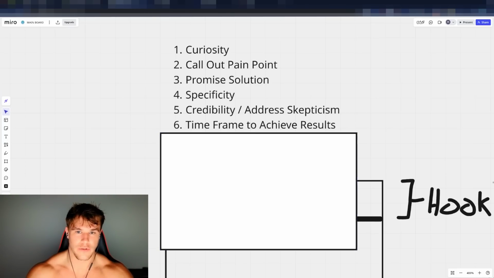Number 6, time frame to achieve results. So what I said earlier, specificity also combats this time frame to achieve results. Like lose weight quickly compared to lose weight in under 14 days. Very, very powerful methodology to writing killer hooks.